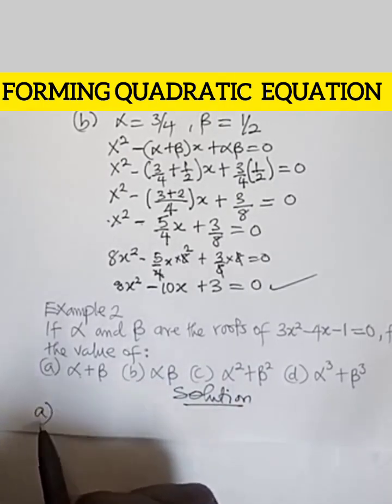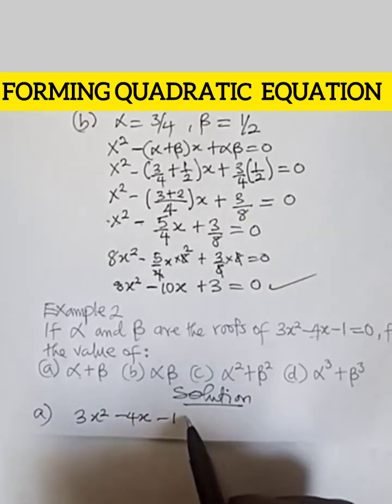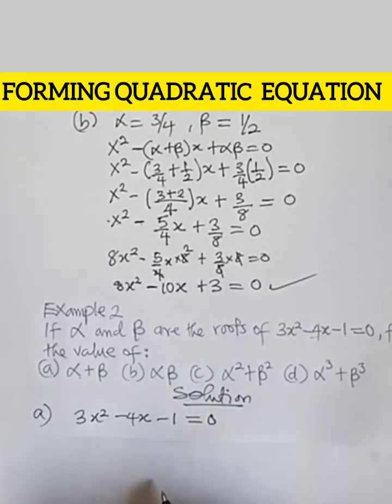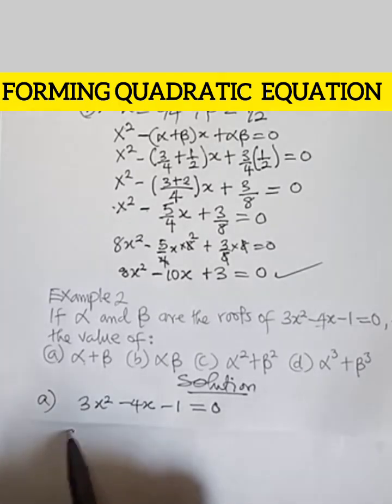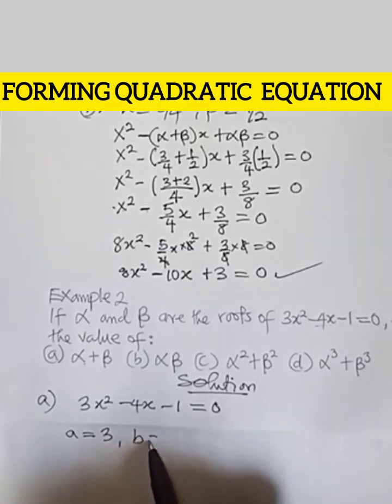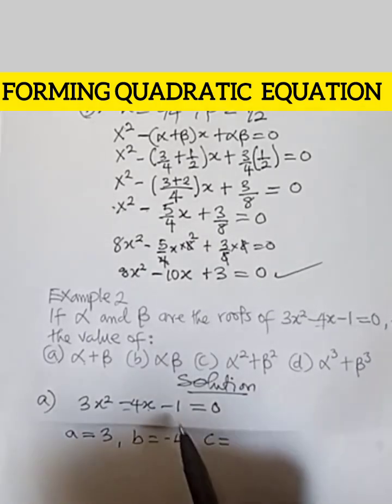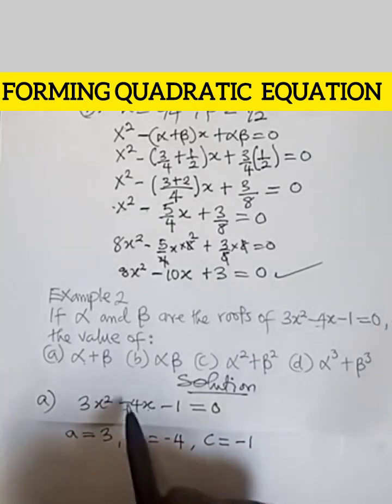So if I bring down the quadratic equation 3x squared minus 4x minus 1 equal to 0, now we need to bring out the value for our a. What will be the value of a? The value of a is the coefficient of x squared, which is 3. Then b is the coefficient of x, which is minus 4. And c is the constant, which is minus 1. Now we go for our sum of roots.